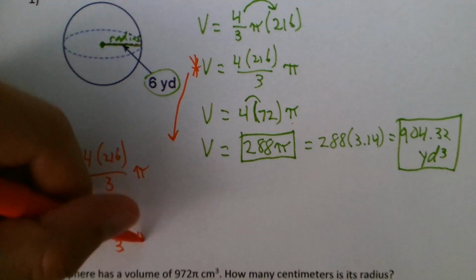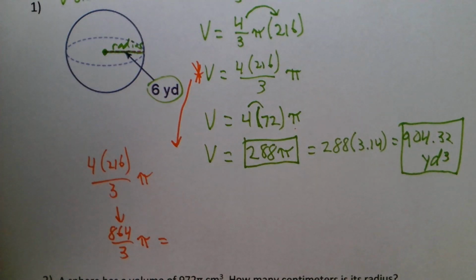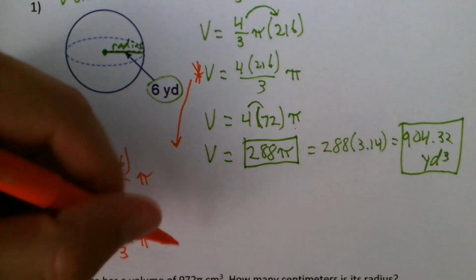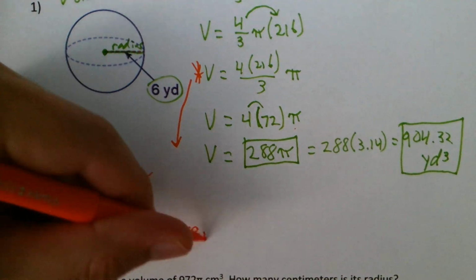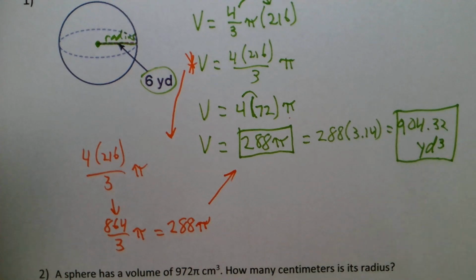Over 3 times pi. And if I do 864 divided by 3, oh, look at that. I get 288, which is the same thing we got over here.